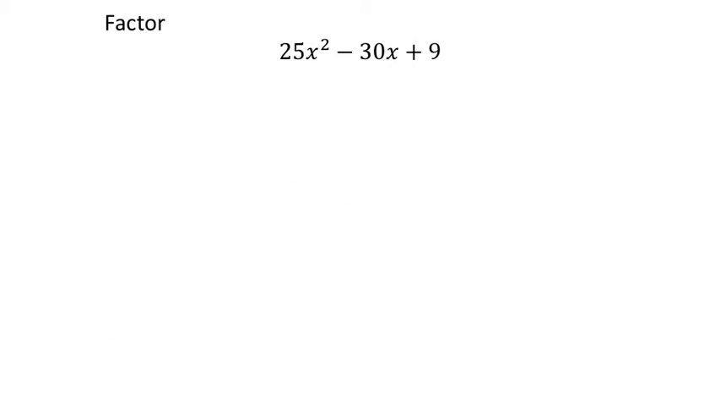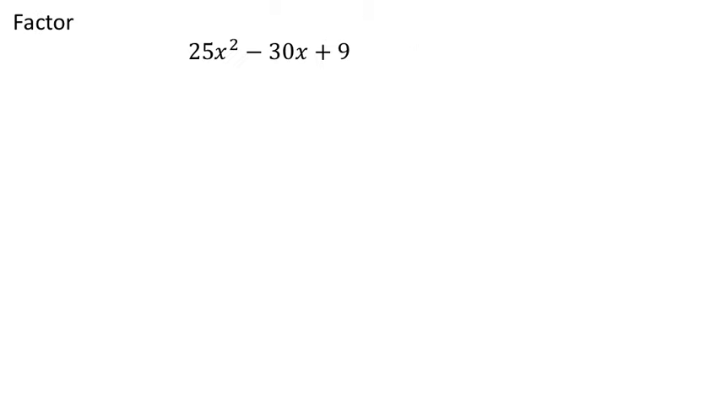25x squared minus 30x plus 9. Guys, take a minute, try this one out. The first way that I'm going to do this, because I'm actually noticing on this one, okay? I see 25, the x squared, that's good too. And then the 9, those are perfect squares, okay? So let's look at what those are perfect squares of.